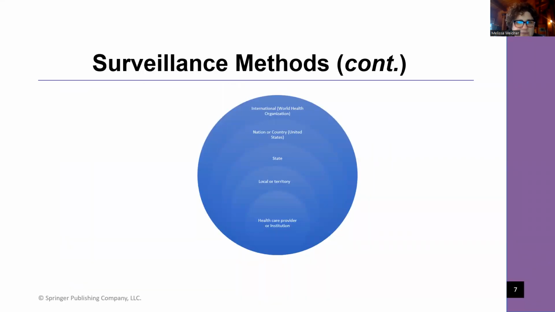This is another way to look at the surveillance methods, but you can see they happen at different levels. Some of them happen at the institution or healthcare provider level. Some of them are local, state, national, and then international, which happens through the World Health Organization. So it is kind of an exponentially growing group of surveillance that happens.